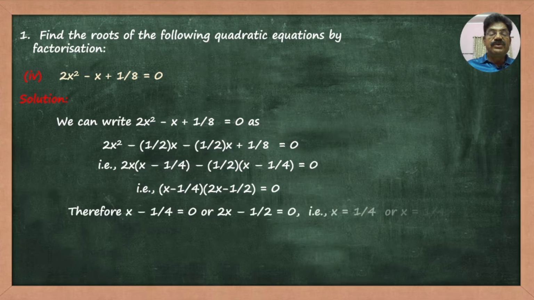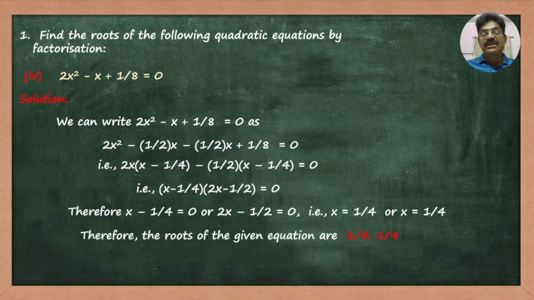When you equate them to 0, you get x equal to 1 by 4 or x is equal to 1 by 4. Therefore, it is a repeated root. The roots of the given equation are 1 by 4, 1 by 4.